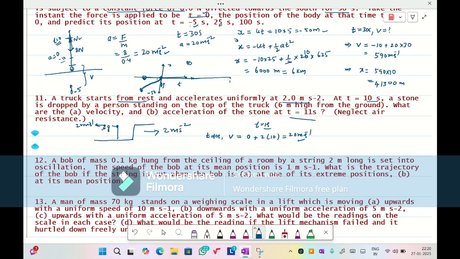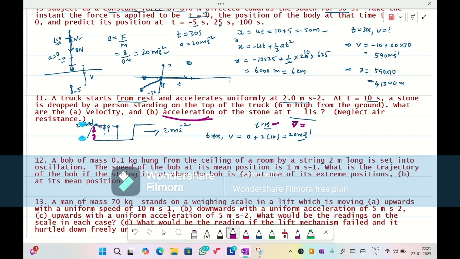So the stone will not fall freely. At that instant it has direction downward, but being in time, it moves in the horizontal direction like this. It will come and fall like this. So he's asking that at t equal to 11 seconds, means after t equal to 1 second, what is the velocity and acceleration? Acceleration is g, no doubt. Acceleration is always g. At any instant, acceleration is vertically downwards g. So this is no doubt g.